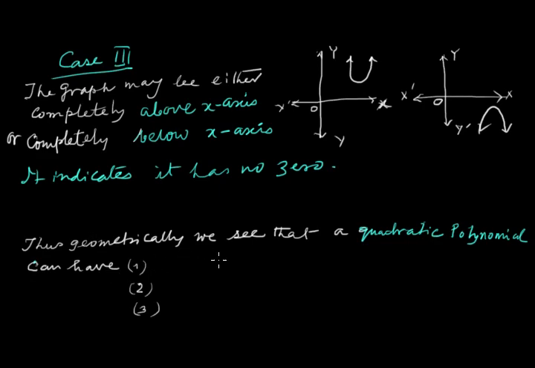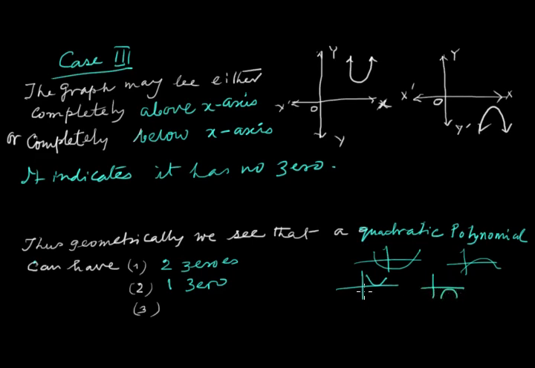So, graphically we can say that a quadratic polynomial can have two zeros, in which case the graph will cut the x-axis at two distinct points; one zero when it touches the x-axis at a single point; and no zero when it is above the x-axis or below the x-axis.